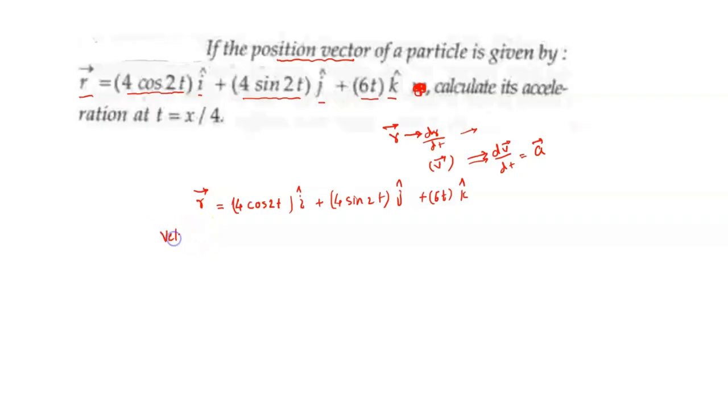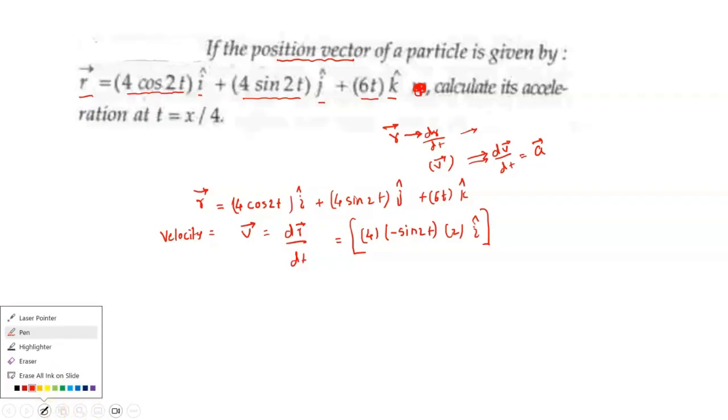Velocity v bar is equal to dr bar upon dt. So just taking the differentiation. For cos of 2t, chain rule applies: cos will become minus sine of 2t, multiplied by 2. The 4 stays as the constant. So we have 4 into minus sine of 2t, multiplied by 2, into i hat.